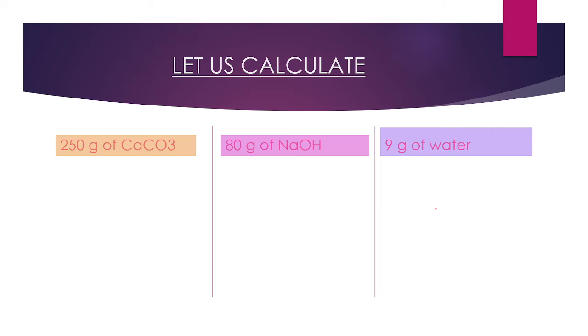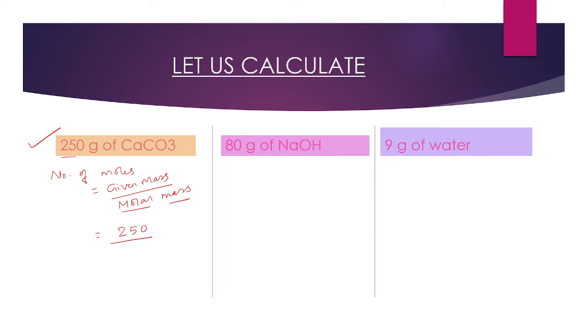Now let us see another question. We can calculate the moles of each of these which is given here. Let us take the first one, 250 grams of calcium carbonate. We have to get the number of moles. How to get the number of moles? What is the equation? Given mass divided by molar mass. Okay, what is the given mass? 250 is the given mass. So we can write that 250 divided by molar mass.